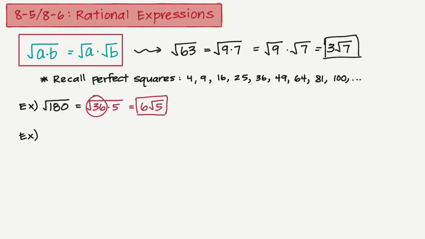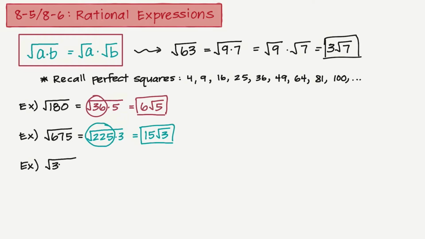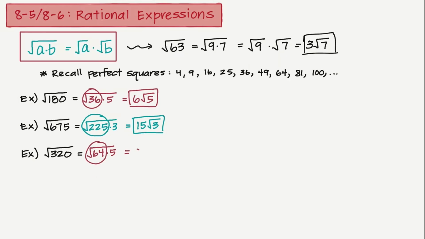The square root of 675. So this one is 225 times 3. The square root of 225, if you recall, is 15. So my final answer is 15 radical 3. Next one is the square root of 320. So this is going to be 64 times 5. The square root of 64 is 8, so it's going to be 8 radical 5 for my final answer.